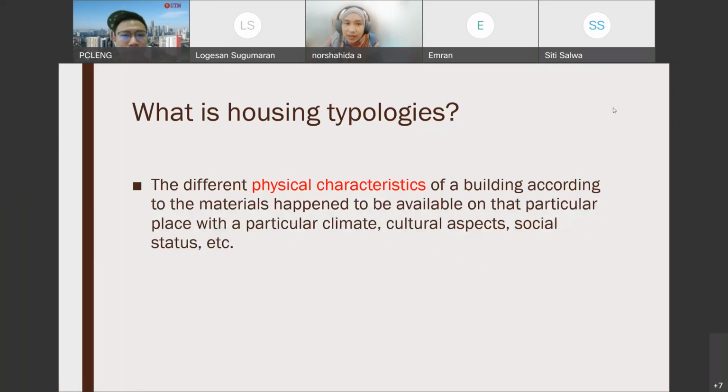So what is housing typology? Housing typology is the different physical characteristics of a building according to the materials that happen to be available in that particular place, with a particular climate, cultural aspect, social status, etc.